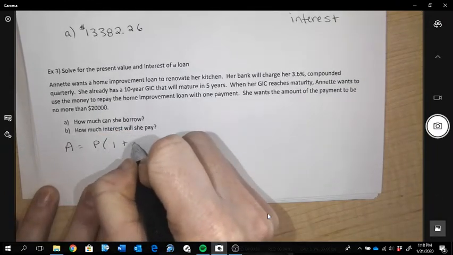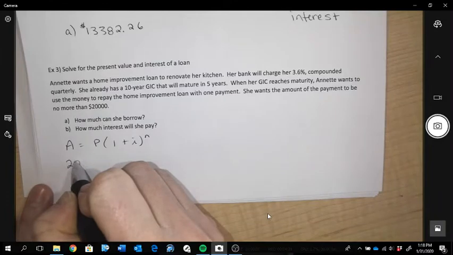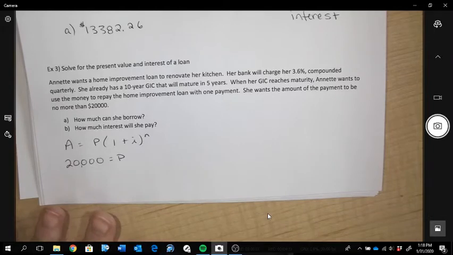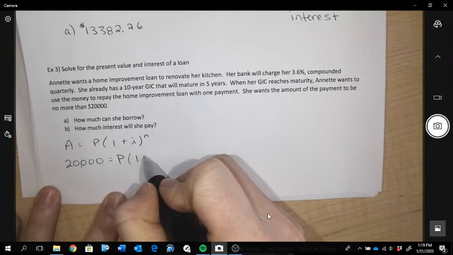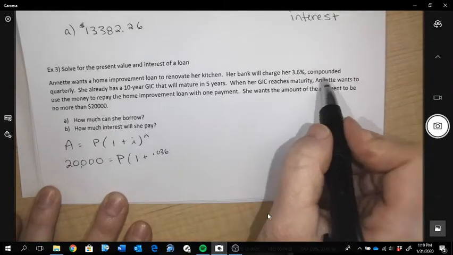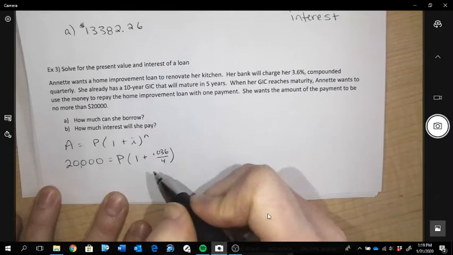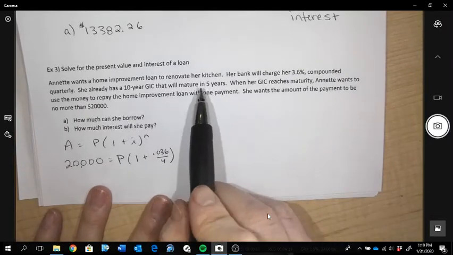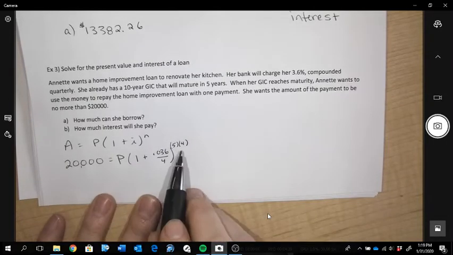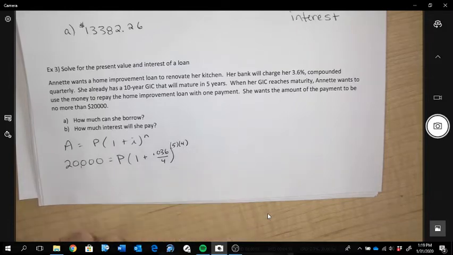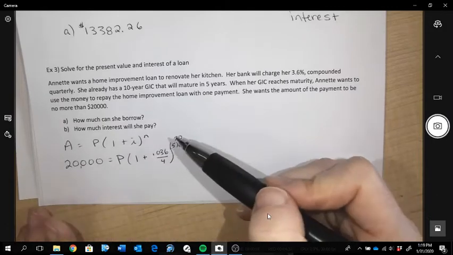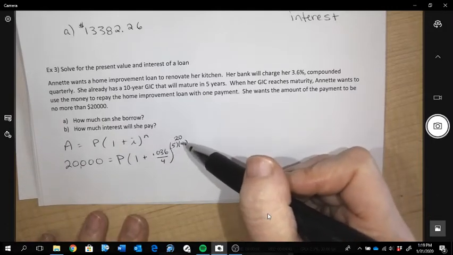So I'm going to write this formula just so we can see it. She wants to end up with no more than $20,000, and this time we want to know what she would be able to borrow then. So 1 plus 0.036 is the interest rate, but don't forget it says compounded quarterly. Okay, and it will mature in 5 years. So now, also don't forget, 5 years, but 5 years worth of 4 payments is really the number. So the N is not representing the years, the N is representing the number of payments.